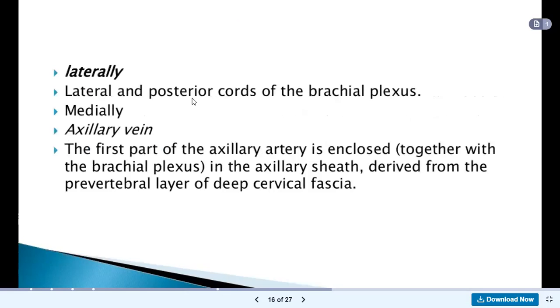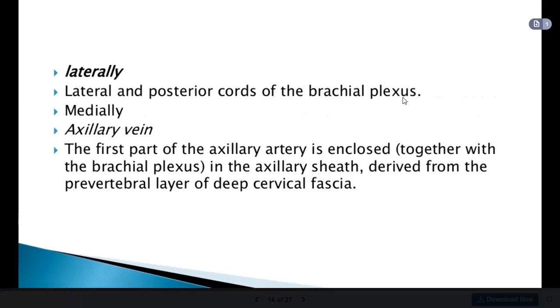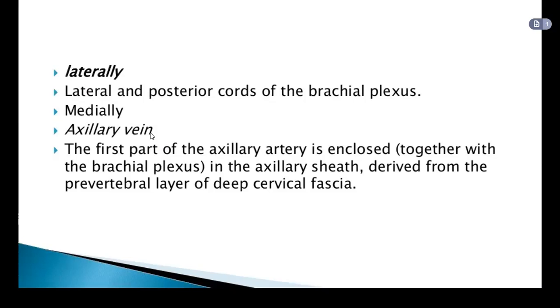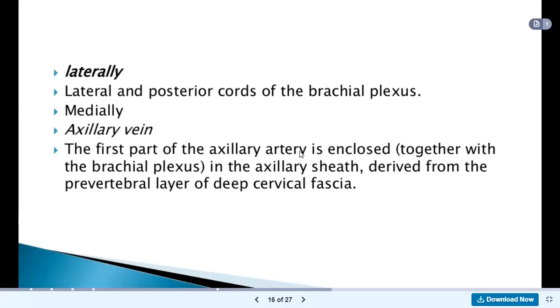So lateral and posterior cords of the brachial plexus. Lateral and posterior cords of the brachial plexus are lateral to the axillary artery. And then medially, we'll have the axillary vein. The axillary vein is a medial relation of the first part of the axillary artery. And the first part of the axillary artery is enclosed together with the brachial plexus in the axillary sheath derived from the prevertebral layer of deep cervical fascia.